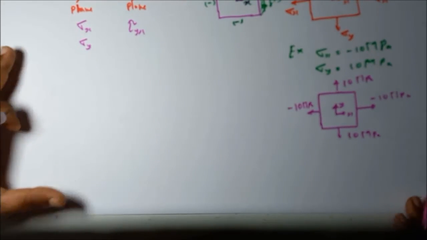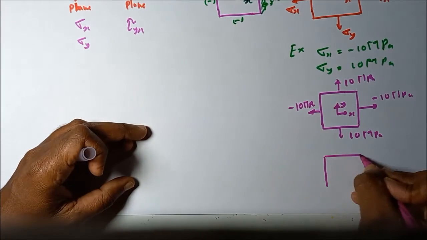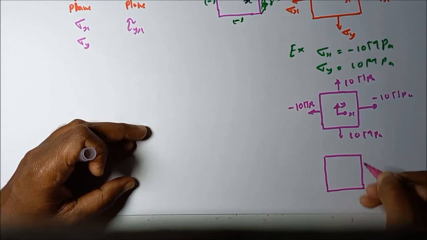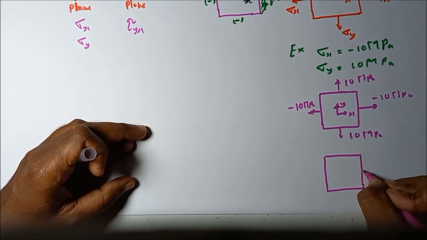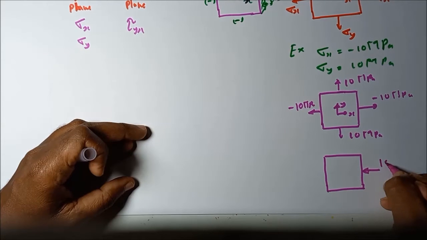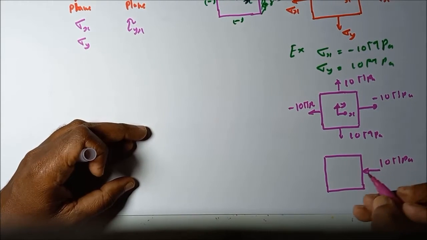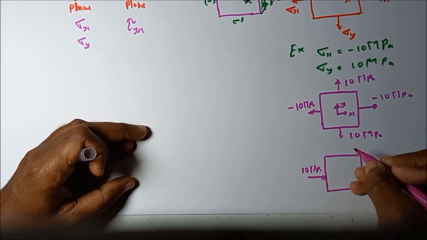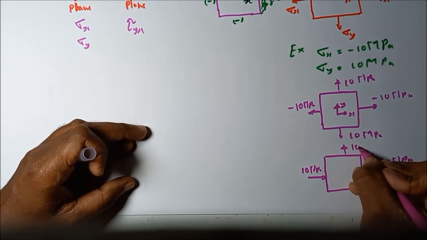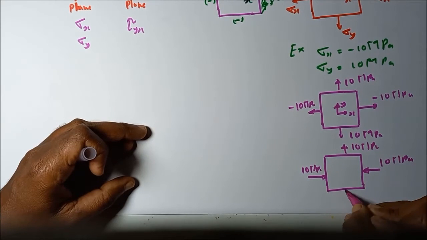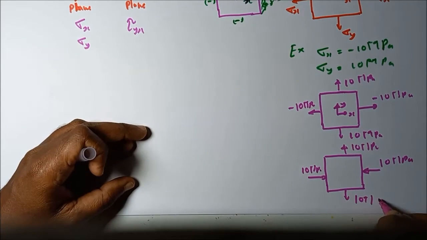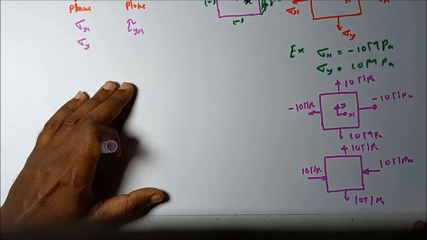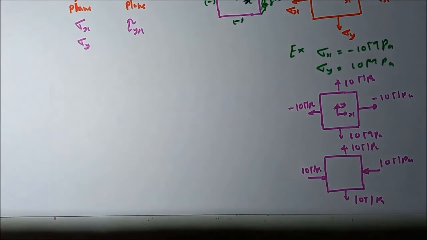Or we can use this way to mark it. Instead of marking outward, you can mark it in this way. Now it's 10 megapascal. Here it is outward 10 megapascal. Both are correct. Now you know how to mark the normal stresses on a two-dimensional stress element.